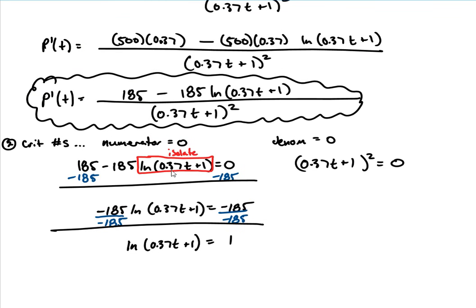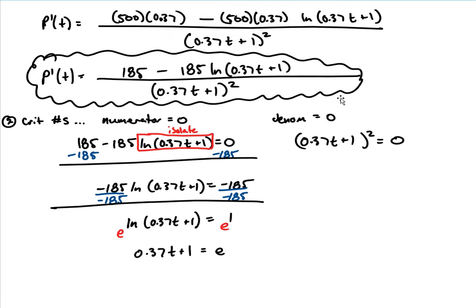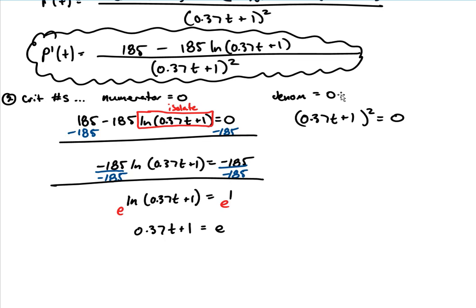Okay, and then now, to get rid of a log, we just take the e of both sides. So once it's just ln on one side and a number on the other, we could just use e like this. And that way, what's going to happen on the left is the e and the natural log pretty much just cancel each other out, and we're left with just that expression, the 0.37t plus 1 equals e to the 1. E to the 1 we're just going to leave as e. And then eventually we might need to get a decimal with a calculator, but let's just leave it like this.